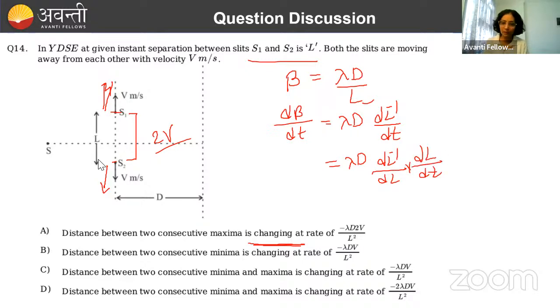Now differentiation of this thing is very simple. Minus lambda d by L square into dl by dt, the rate of change of separation. What will be the value of dl by dt? 2v. Done. So what's the correct answer? Correct answer is the first one. Now minus lambda d 2v by L square. So the first one is correct.